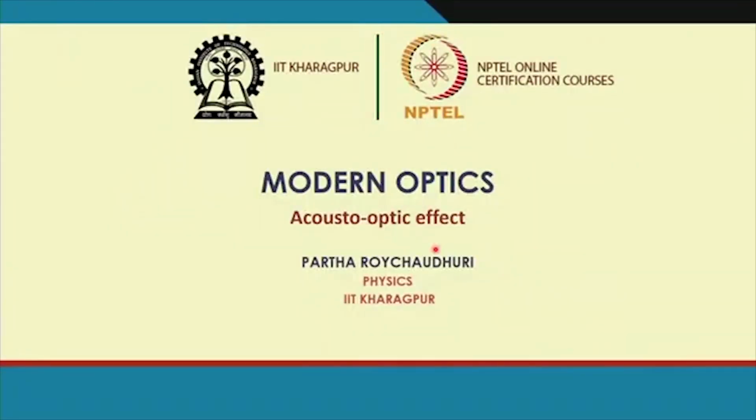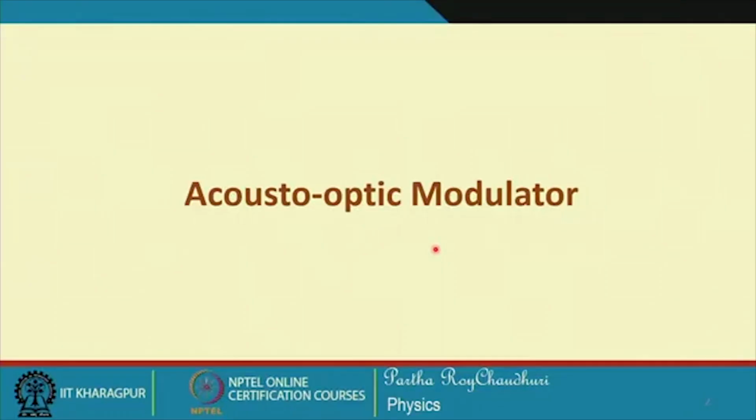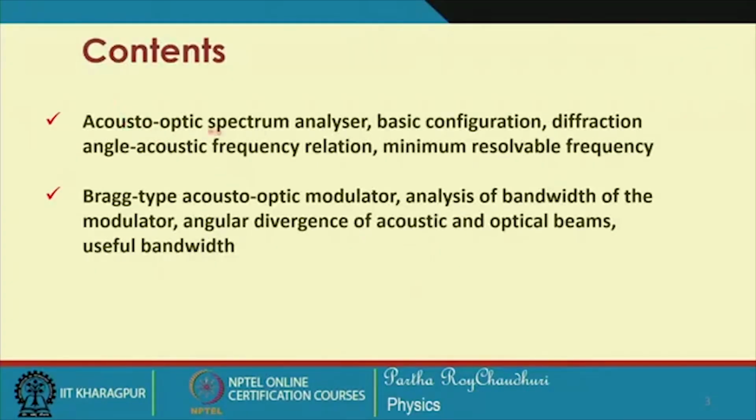So, we were discussing Bragg type acousto-optic modulators, and now we will discuss this acousto-optic spectrum analyzer, which is a very useful application of this Bragg type acousto-optic modulator. We will look at the basic configuration of this spectrum analyzer. We will try to understand how this modulator can be used for this purpose, considering the diffraction angle and acoustic frequency dependence.